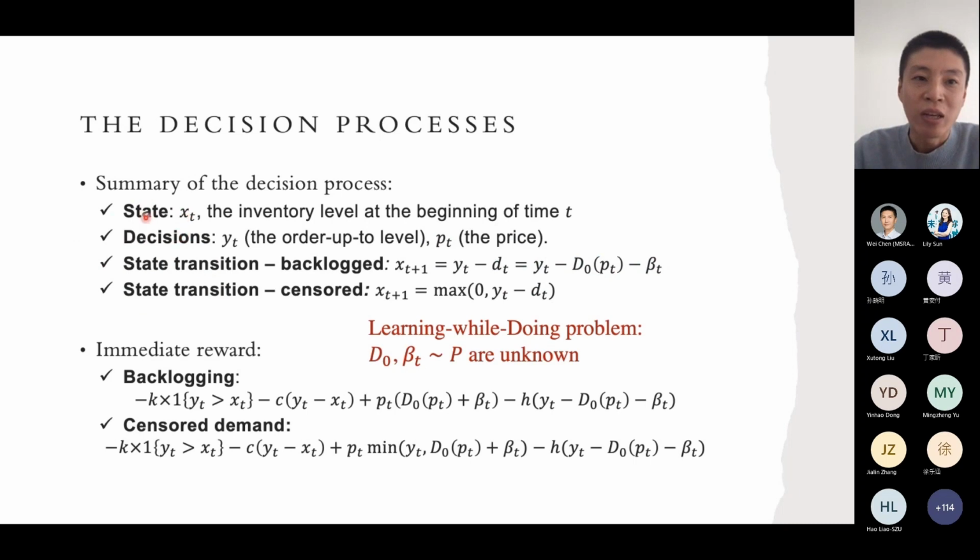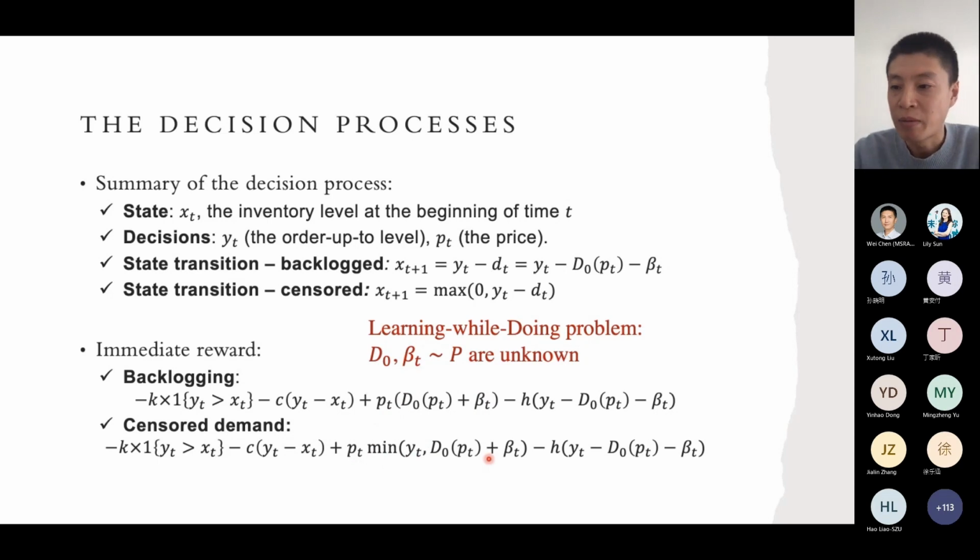To summarize, at each round we have a state x_t, and then we need to make decisions, let's say the order-up-to level and the price, namely y_t and p_t. For the state transition, in the backlogging model we have y_t minus d_t to be the new state. In the censored model, this y_t minus d_t is censored to 0 if it becomes negative. The immediate reward incurred at each time would be, first, the ordering cost, then the revenue part, and finally the backlogging or holding cost, which is related to h. This is the backlogging model. In the censored demand model, we just replace this part by the censored demand.